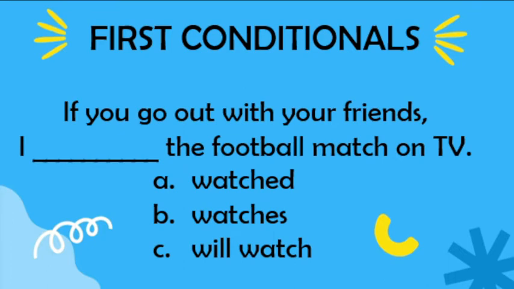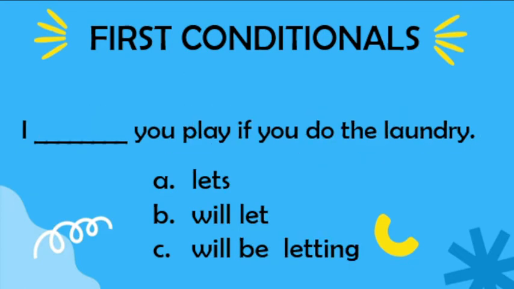Next, if you go out with your friends, I blank the football match on TV. A, watched. B, watches. C, will watch. Answer, will watch. If you go out with your friends, I will watch the football match on TV. Verbs here, go and will watch. Go is in simple present, will watch is in simple future tense.